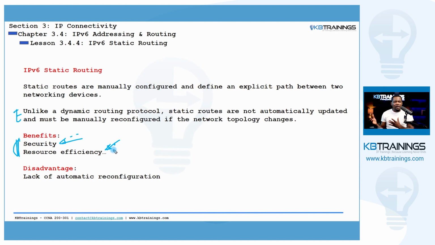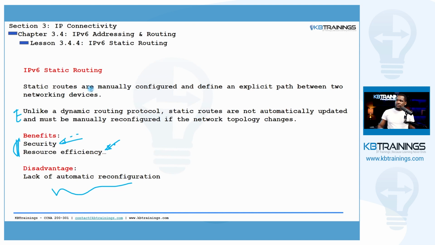We don't have, like in OSPF, the Dijkstra algorithm that is supposed to run when there's a change, when there is something happening. That can consume your CPU, it can consume the memory on your device. But with static routing, there is none of that, which is a good thing. And again, as I said, one of the downsides is that you don't have automatic reconfiguration with static routing.